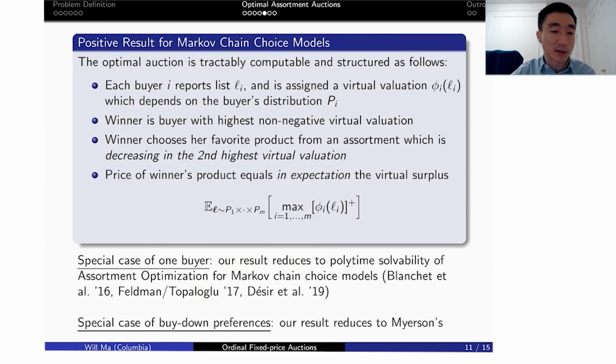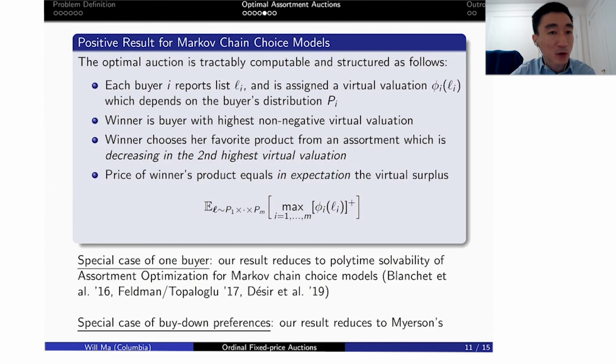And then on the other hand, in the special case of buy down preferences, our result reduces to Myerson's main result, as I've already explained. So our notion of generalized virtual valuations for list distributions captures both of these results.